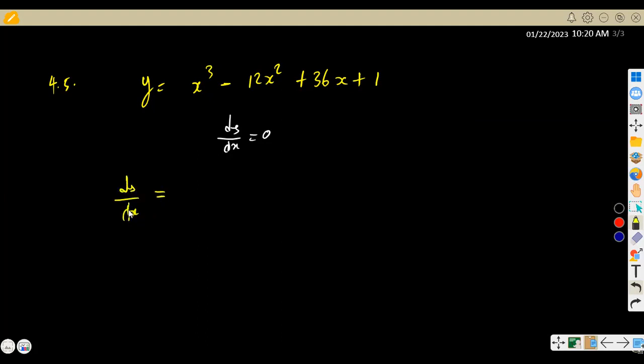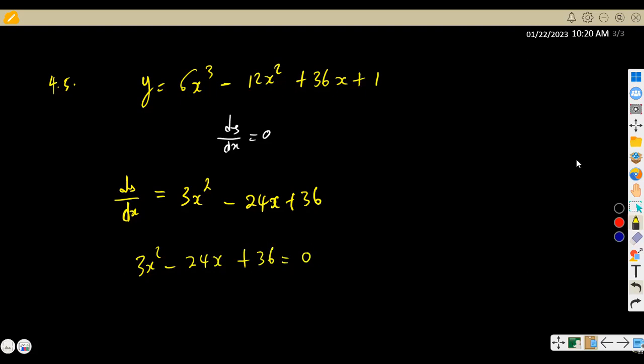So dy/dx, what are we going to have here? We drop the exponent, that's 3 times 1, which is 3x. We subtract 1 on the exponent, that will be 2. Minus 12 times 2, that is 24x, and if we subtract 1, plus 36, then a constant there, that's a 0. So this is the derivative of y with respect to x, but it must be equal to 0 for the turning point. So that means 3x squared minus 24x plus 36 must be equal to 0.